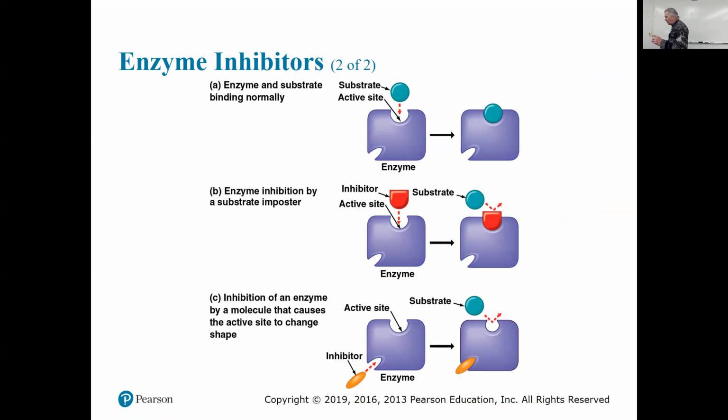C, inhibition of an enzyme by a molecule that causes the active site to change shape, is called non-competitive inhibition. Non-competitive because it's not competing with anything for the allosteric site. It binds to the allosteric site, and nothing else binds to the allosteric site. It has nothing to do with binding to the active site. But what happens when the non-competitive inhibitor binds to the allosteric site is that it causes the active site on the other side of the molecule to change shape. So the substrate can't fit anymore. So it turns it off. And it's off until the non-competitive inhibitor leaves the allosteric site. Then the active site changes back to its natural shape. Substrate can bind, and you turn the enzyme on. So you can turn it off and you can turn it on.